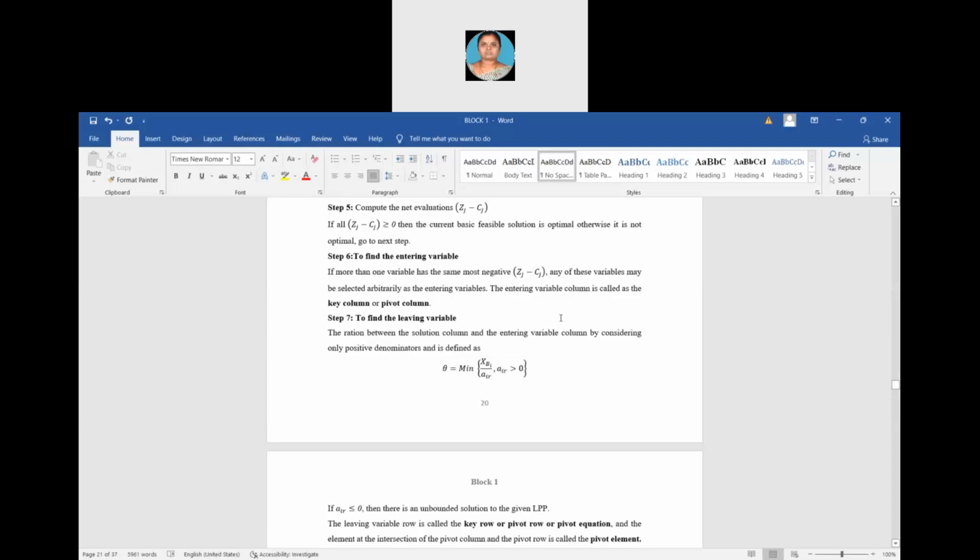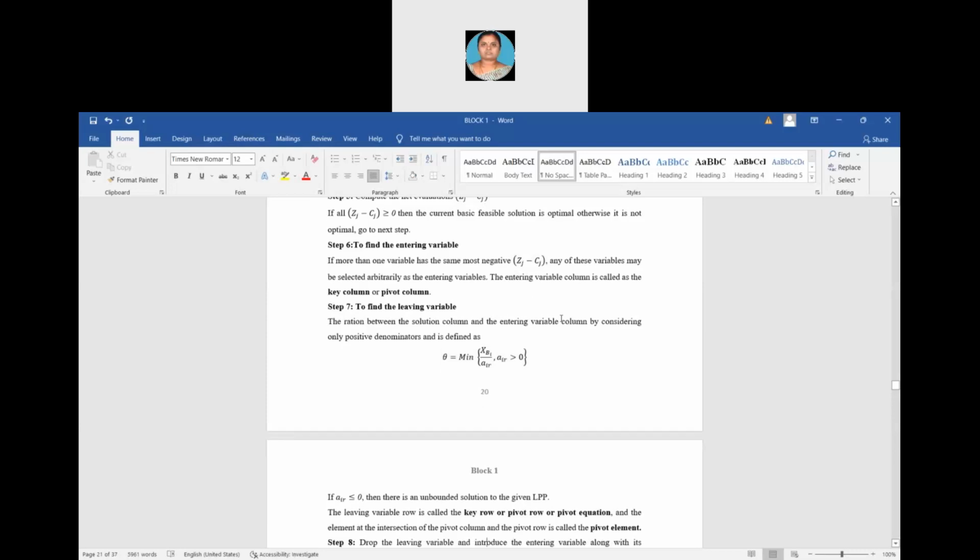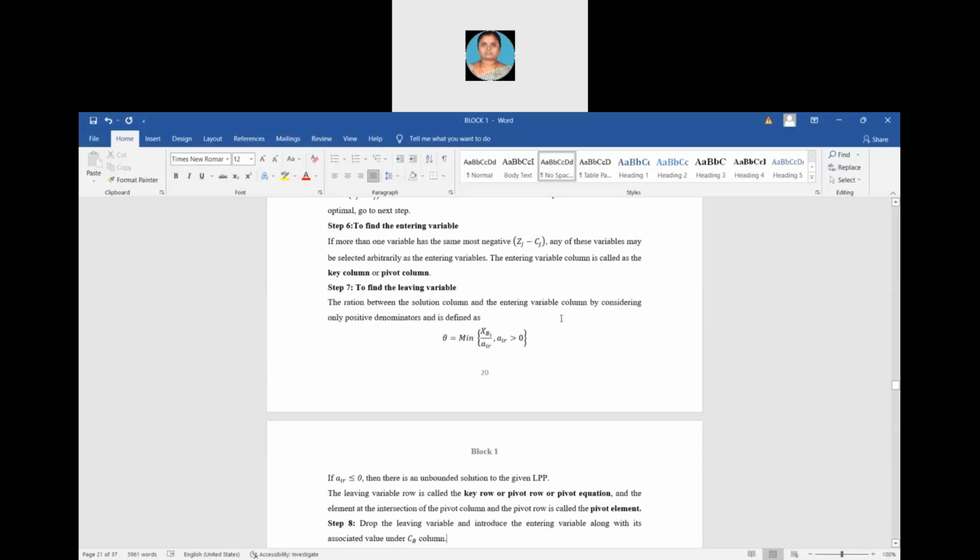This entering column is also called the key column or pivot column. That is, the key column or pivot column is the one that corresponds to the most negative value. That is the thing we have to take for our key column or pivot column. And step 7 is to find the leaving variable. For this, take the ratio between the solutions column and the entering variable column, considering only positive denominators. It is defined by theta equal to minimum of XBi divided by Air.